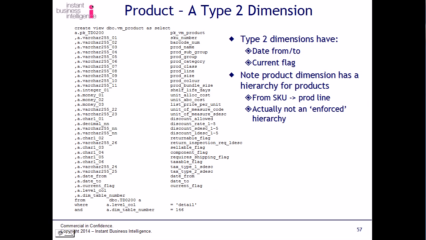And we do type 2 dimensions at day level. We don't break them down to lower than day level. And we have seen very rare necessity to break dimensions down to lower than day level. So it's not an enforced hierarchy, just to make sure that's noted. You do have a product hierarchy here, but that's not enforced.